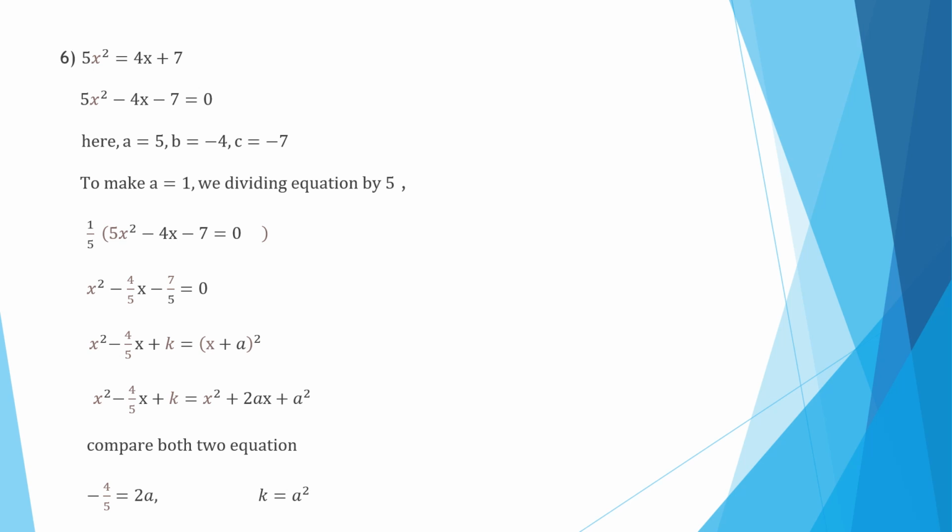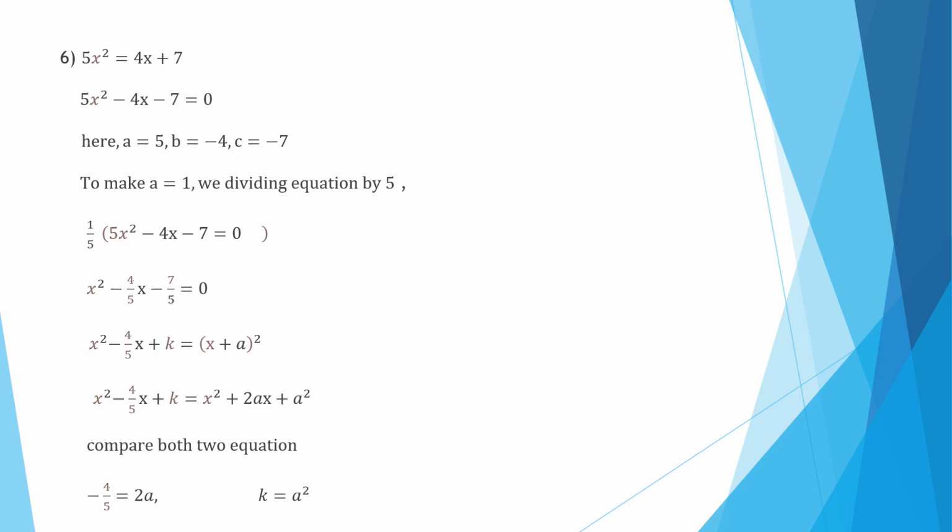So here the value of a is equal to 5. To make a equal to 1, we divide this equation by 5. So 5x² − 4x − 7 = 0, divided by 5, becomes 5x²/5 = x², −4/5 x, and −7/5. So we write x² − (4/5)x − 7/5 = 0.